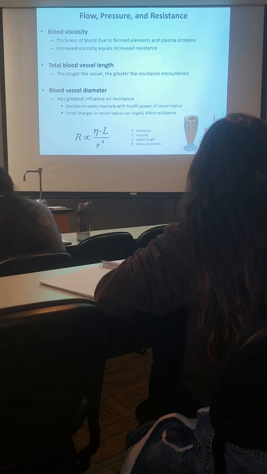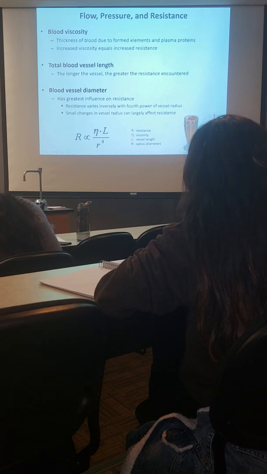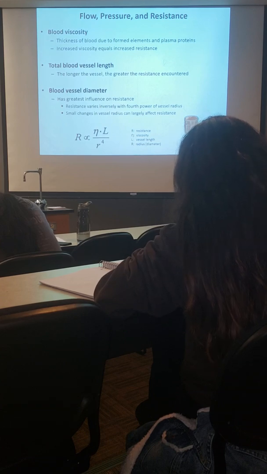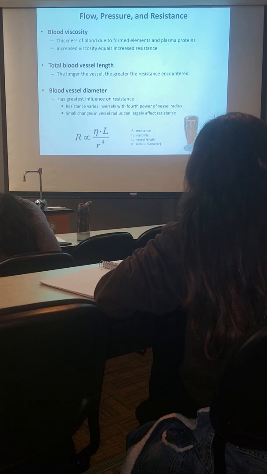So first thing is viscosity. That's represented by this Greek letter nu right here. Viscosity and resistance are directly related. So what is viscosity? Thickness. It's a thickness or resistance to flow, okay? So whenever you think of viscosity, think about the difference between water and syrup, right? Water flows really easily. Syrup is very slow and sluggish. So your blood is viscous because it has a lot of vessels and formed elements.